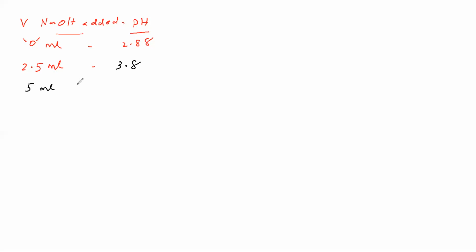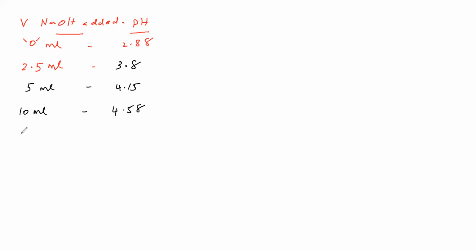Suppose we have added still more 2.5 ml. So far we have added 5 ml. Now the pH of the solution is 4.15. Let us continue adding sodium hydroxide. Now we have reached 10 ml in the burette, and the pH is 4.58.